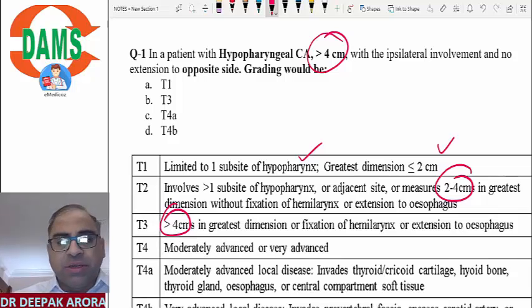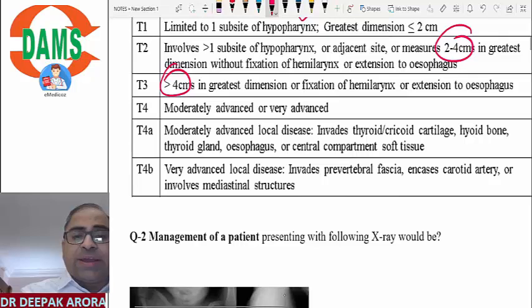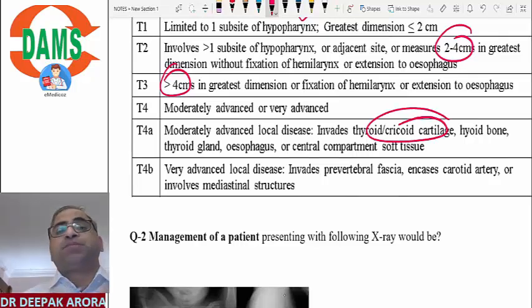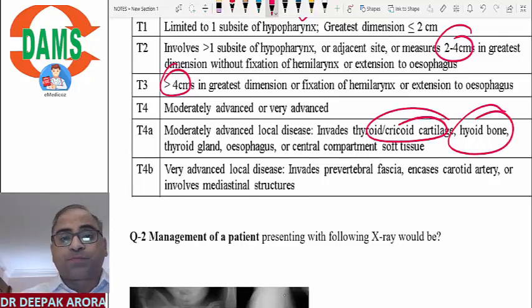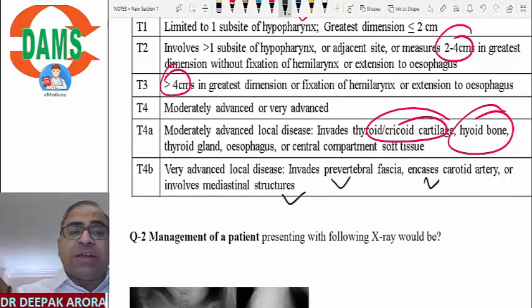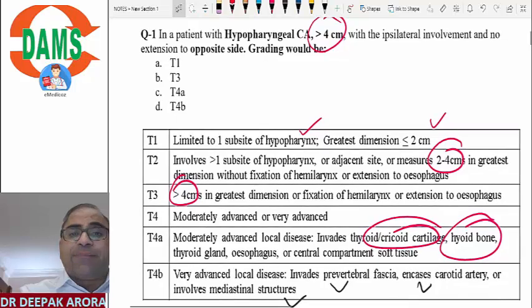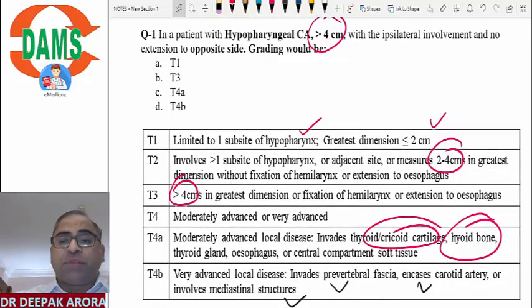Understood? What is T4? The tumor is going beyond the hypopharynx. So we divide into T4A and T4B. Always remember, T4A is the involvement of thyroid cartilage, nearby structures, or hyoid, esophagus, thyroid gland. These are T4A. What is T4B? Just remember, like in CA larynx we have read: prevertebral space involvement, carotid artery, chest involvement. Whatever we have learned in CA larynx, we can apply to the T4B status of hypopharynx carcinoma.